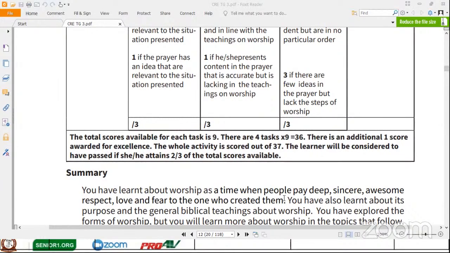The total scores available for each task is 9. There are 4 tasks times 9 equals 36. There is an additional 1 score awarded for excellence. The whole activity is scored out of 37. The learner will be considered to have passed if she attains 2 out of 3 of the total scores available.